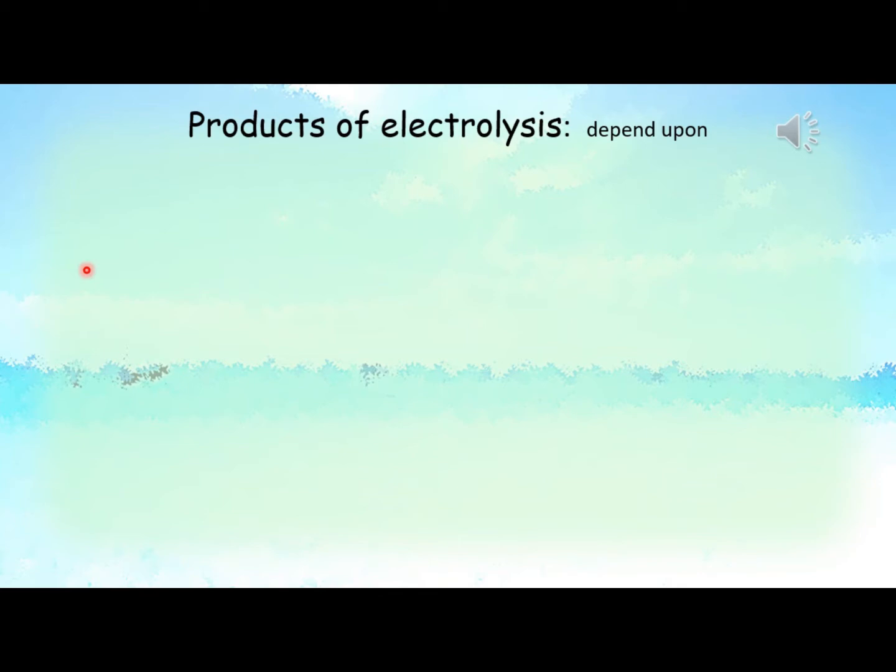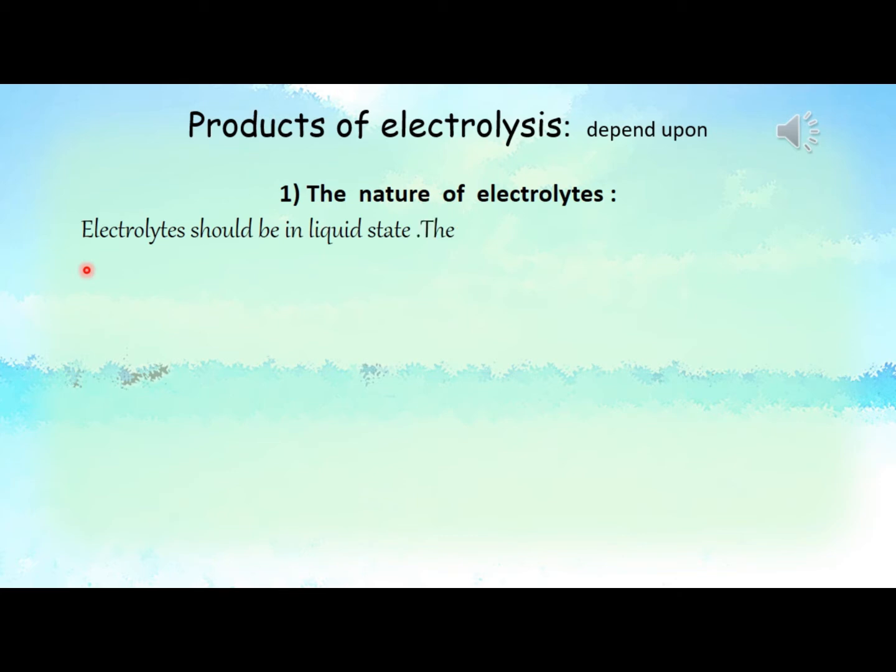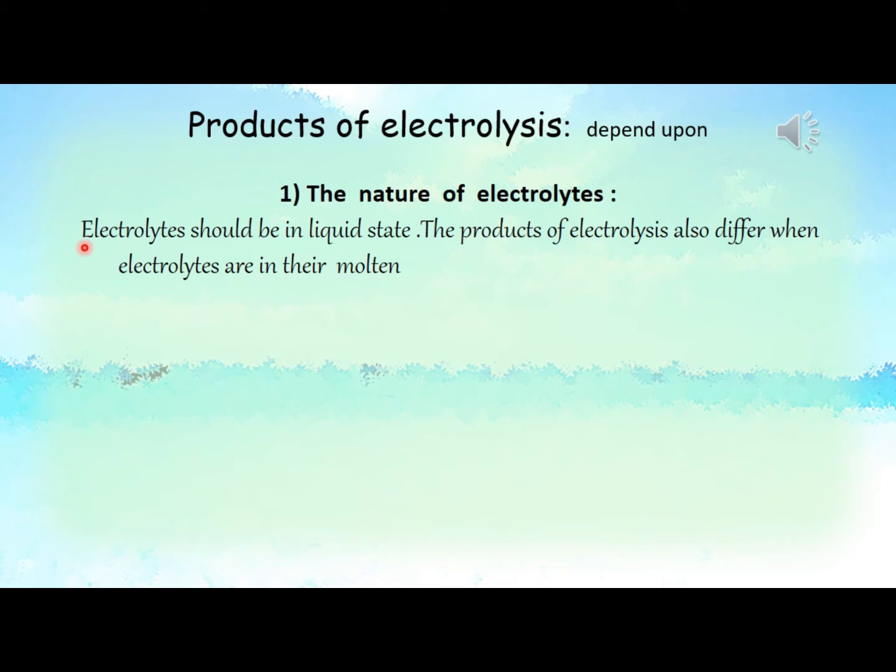The product of electrolysis depends upon three factors. One is the nature of electrolytes. You know that during the electrolysis, anions move towards anode and cations move towards cathode. So the electrolytes should be in their liquid state. Apart from that, the product of electrolysis will also differ depending on whether the electrolytes are in their molten state or their aqueous solution.